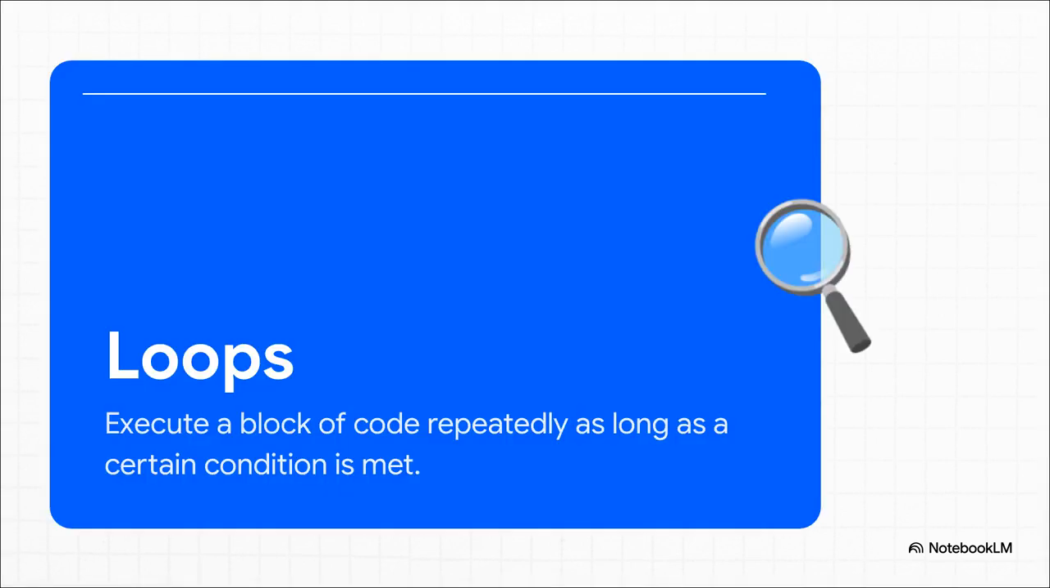But okay, what if you need to do the same thing over and over again, like 100 times? You're not going to copy and paste your code 100 times, right? That would be a total nightmare. No, instead, you use a loop. This is the ultimate time saver for any repetitive job.